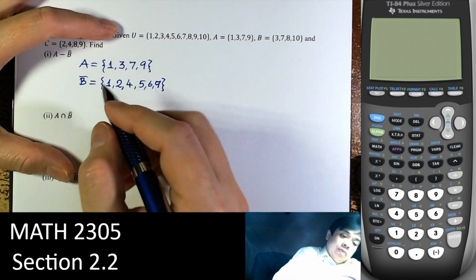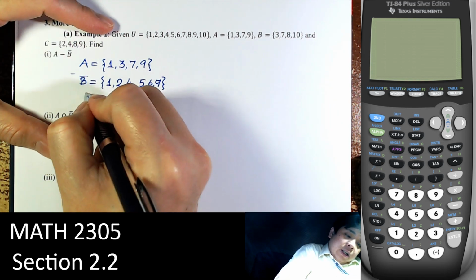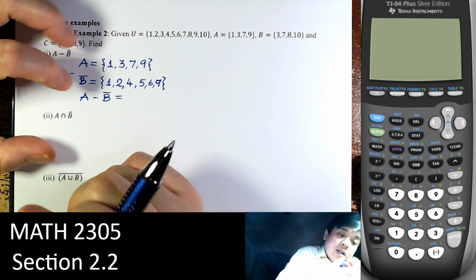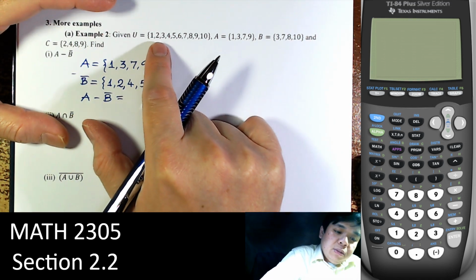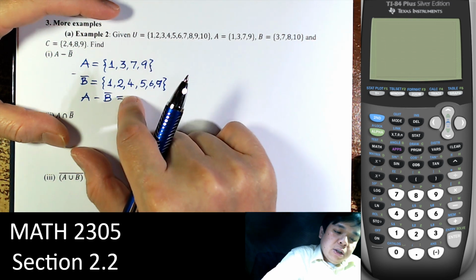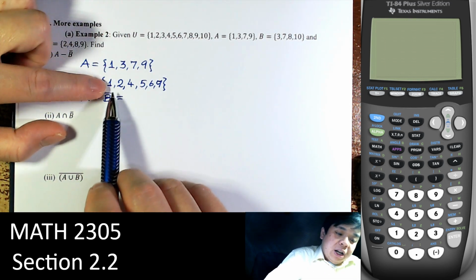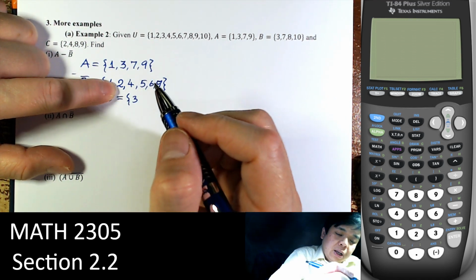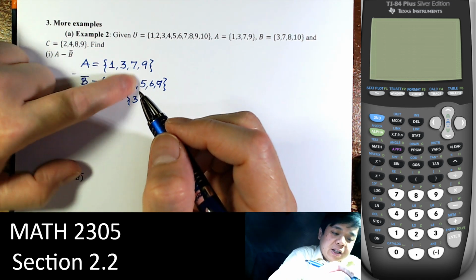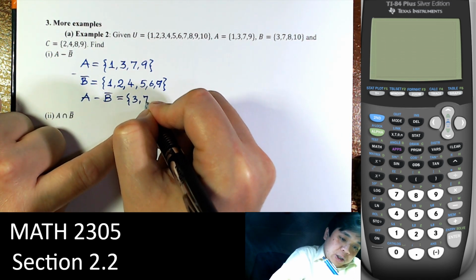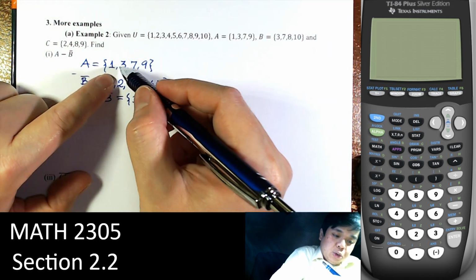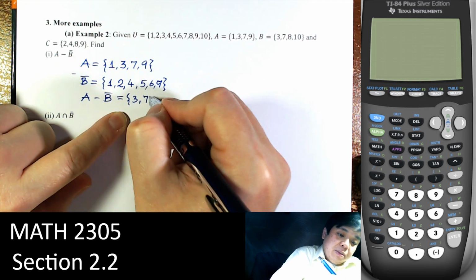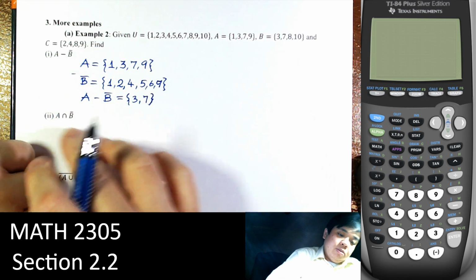And now we subtract them, meaning that it is in A but not in B. So 1 is in there, so it's not good. 3 is in A but not in B, so 3 is good. 7 is not in there, which is good. And so 3 in A but not in B, 7 in A but not in B, 9 is in A and B, so it's not that. So that's why I have 3 and 7.